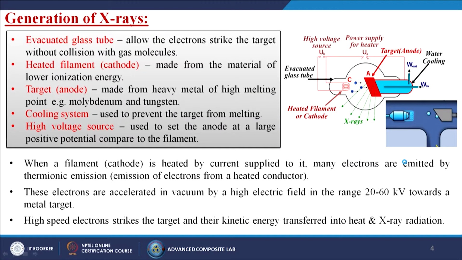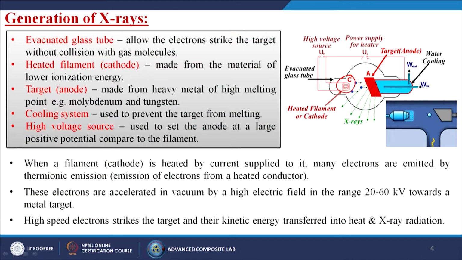Now we are going to discuss the generation of X-rays. Generally we do it in some test chambers. First, we have the evacuated glass tube, which allows the electrons to strike the target without collisions with gas molecules. In the right-hand picture, the black part is the evacuated glass tube. Inside that glass tube you can see the heated filament, the target, and some water cooling systems. So, how does it occur? First, the heated filament, known as the cathode, is made from a material of lower ionization energy.